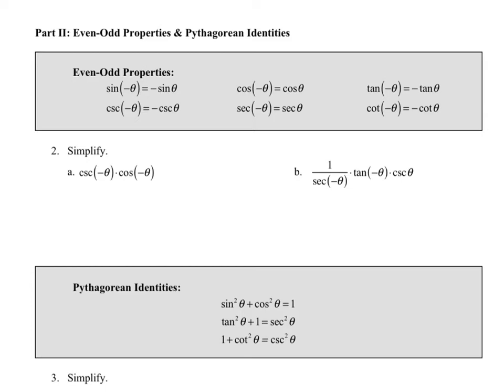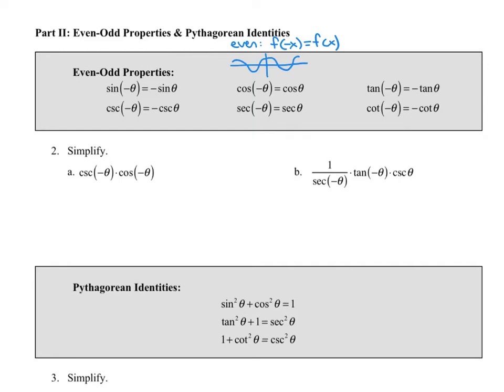In this next part, we're going to look at even and odd properties and Pythagorean identities. Cosine and secant are our only even functions. If you think about a cosine graph, it looks sort of like this, and it's symmetric about the y-axis. And if you remember even functions, a property of even functions is f of negative x is equal to f of x. So cosine of negative theta is cosine theta. Same with secant. It's also an even function, symmetric about the y-axis. So secant of negative theta is equal to secant of theta.